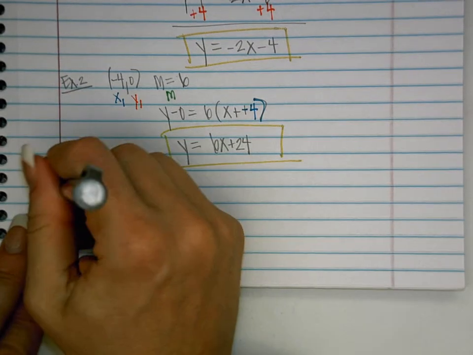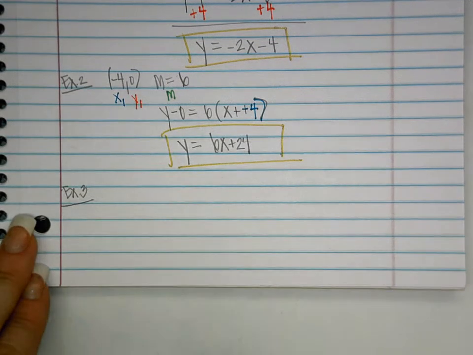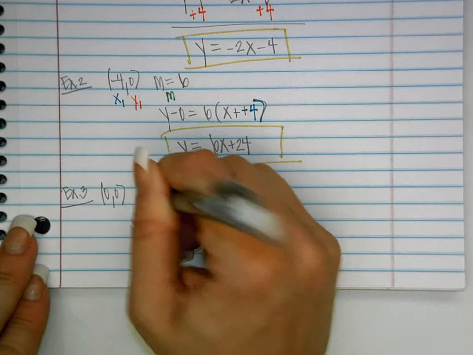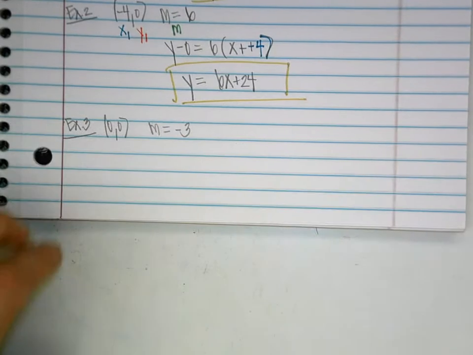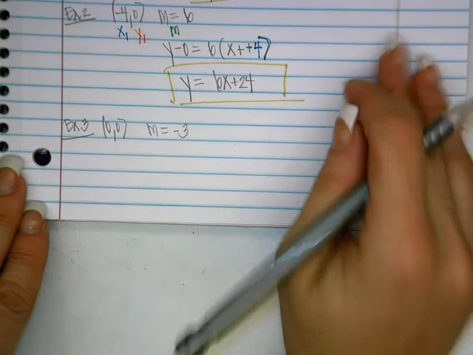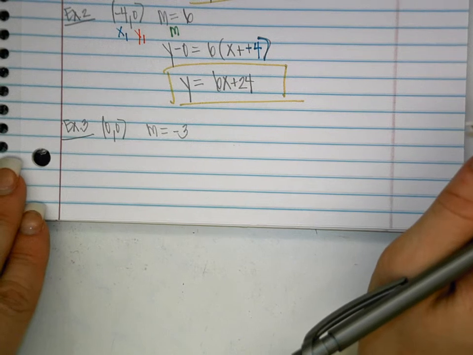Okay, try a couple more of these. Number 3. Let's try the point 0, 0, and an m equal to negative 3. 0, 0, and m equals negative 3.